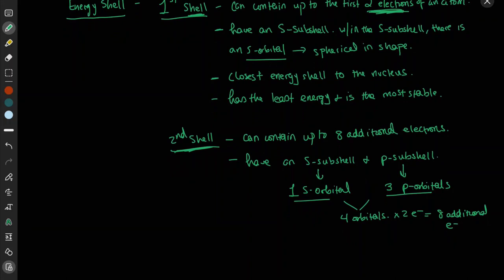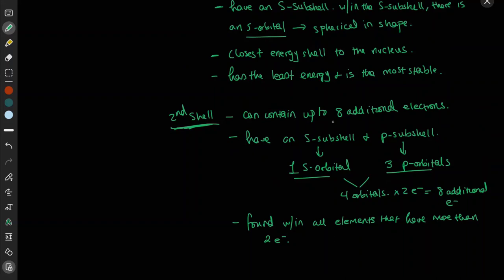Now, the second shell is also found in all elements that have more than two electrons. So that's another thing important to say. Because if an element only has two electrons, then it only needs the first shell, since the first shell can house up to the first two electrons. But if you have more than two electrons, you're going to need a second shell to hold the additional electrons. Now elements that have more than 8 plus 2, 10 electrons are going to have additional shells.